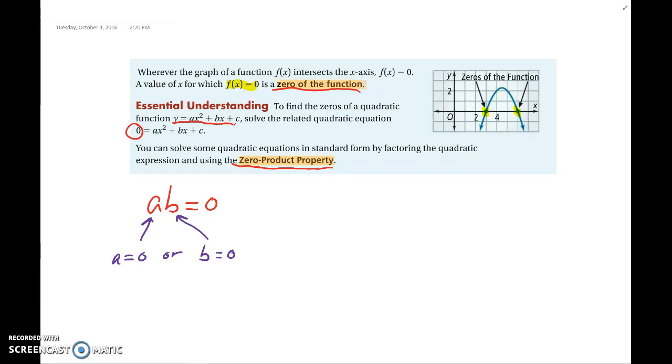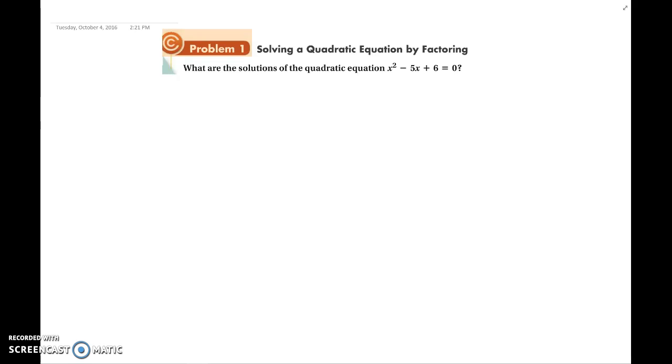So when we are solving a quadratic equation, we are solving for what's called the zeros of the function, which is where our graph crosses the x-axis, or where our y value is equal to 0. When we have our equation, we take our y value and set it equal to 0. There are a few ways that you can solve these, but the way we're going to learn next is solving through the zero product property, which is where we are going to factor to solve.